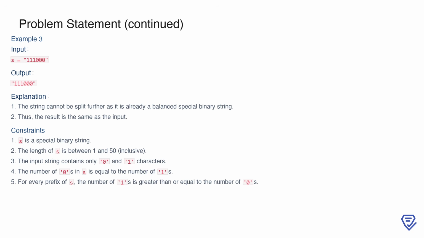The third example presents the input string S equals 111000. This string is already a valid special binary string and cannot be split further while maintaining the rules. Since no recursive operations are needed, the output remains the same as the input, 111000. This highlights that if the input string already meets all the conditions and is in descending lexicographical order, no modifications are necessary.